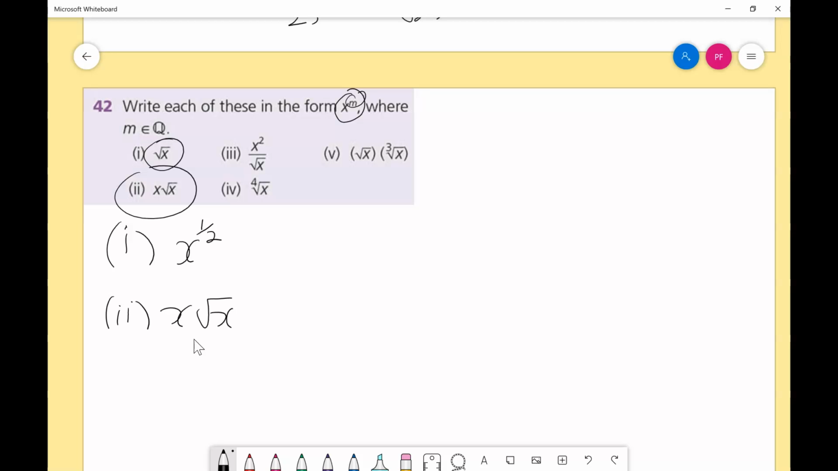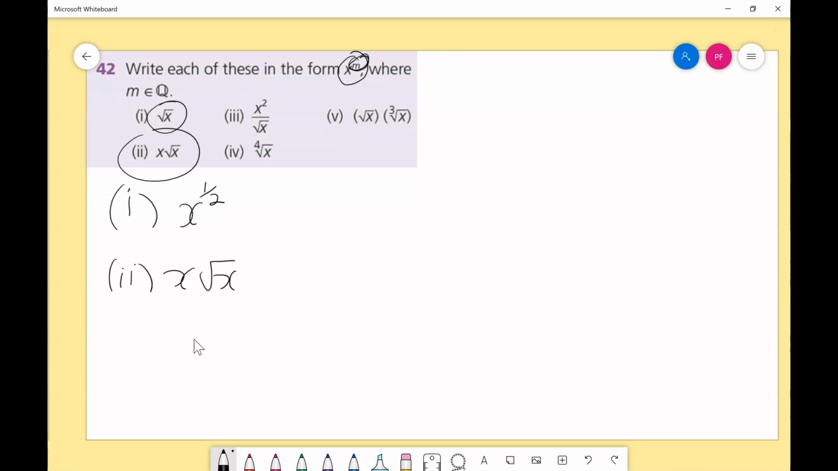Perfect. Part 2. x times the square root of x. So they don't want any square roots, they only want indices. So I'll write them as indices first. That's x to the power of 1 multiplied by x to the power of a half. Now, what do we do when we're multiplying? What do we do with our powers? We add our powers. So it's x to the power of 1 plus a half. And what's 1 plus a half? x to the power of, you can write it as 1.5. Yeah, we'll write it as 1.5. You could also write it as 3/2 if you wished.